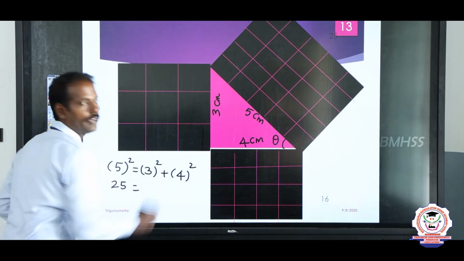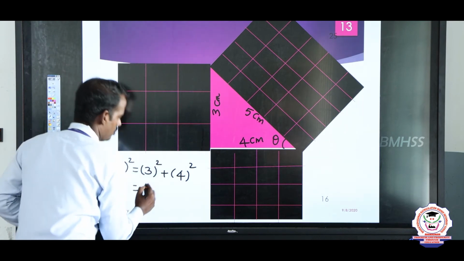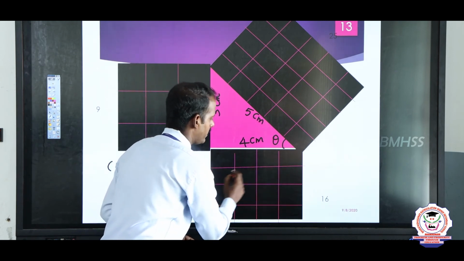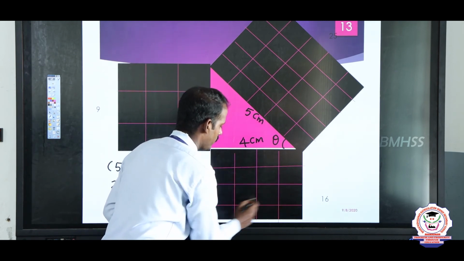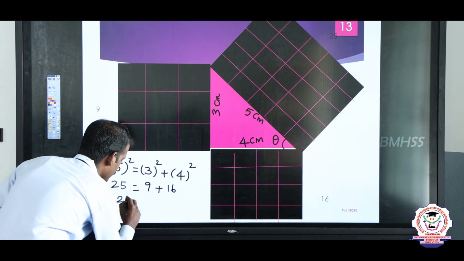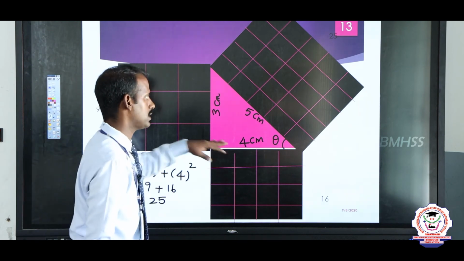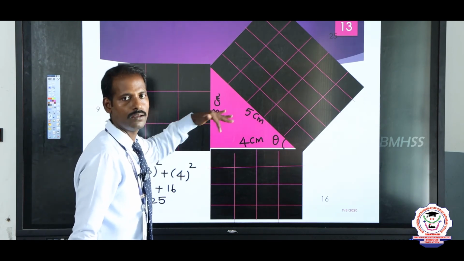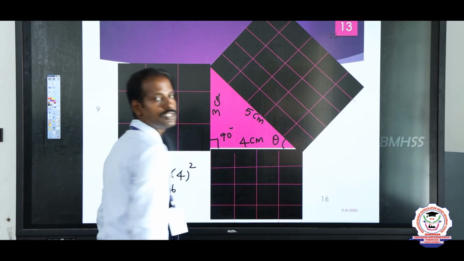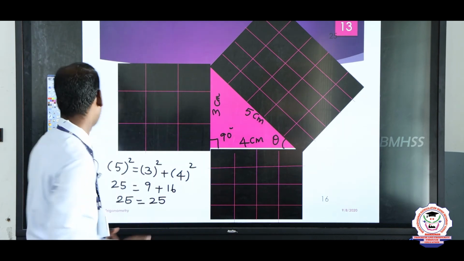Then 3 square is 9. Counting 1 to 9, there are 9 boxes. And then 16. Counting 1 to 16, there are 16 boxes. So 25 equals 9 plus 16, which is 25. So the Pythagoras theorem is satisfied, and it is a right angle triangle. If it is not satisfied, then it is only a triangle and not a right angle triangle.